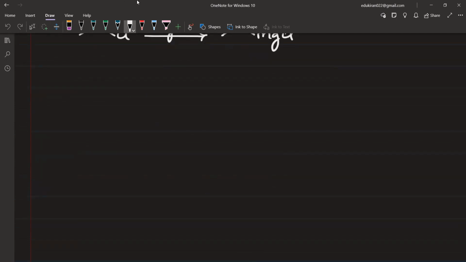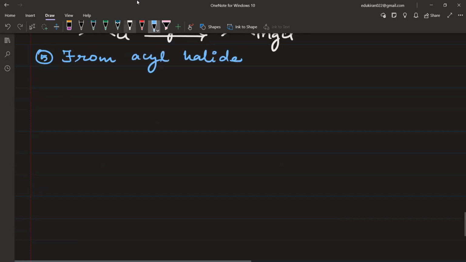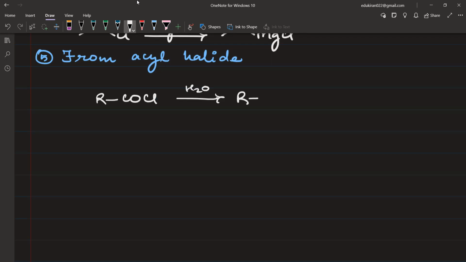From acyl halides, fifth one. Now acyl halides का भी only see in carboxylic acid, most of the reaction you just have to add water here. So acyl halides can be converted to carboxylic acid via two different ways. If you have RCOCl, and you just add water, then you are going to get RCOOH.